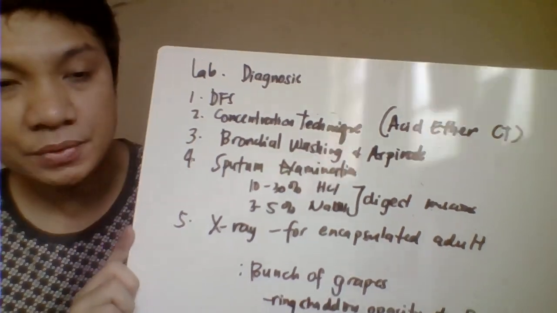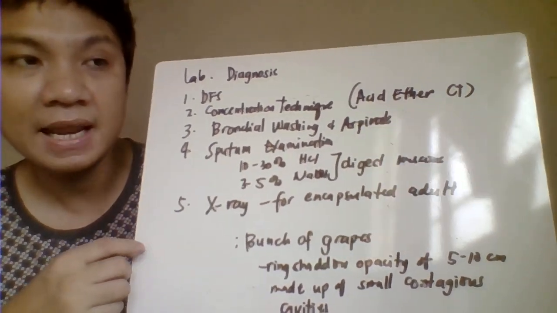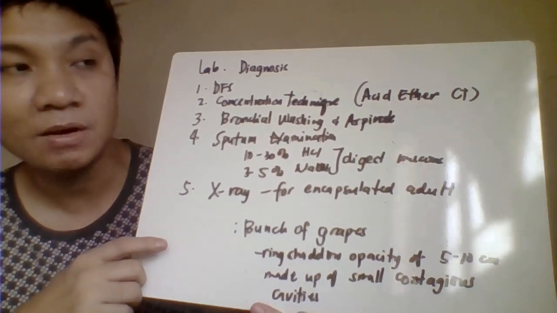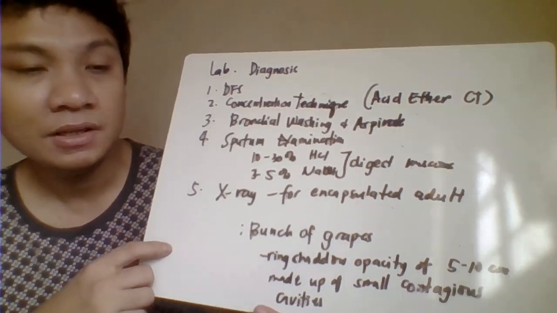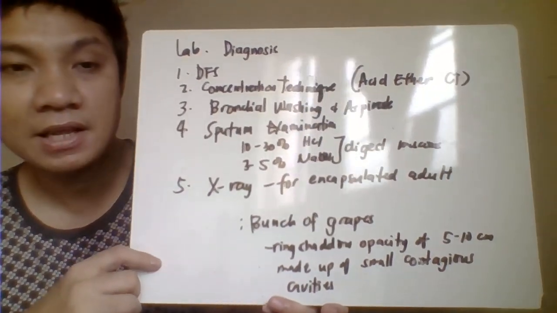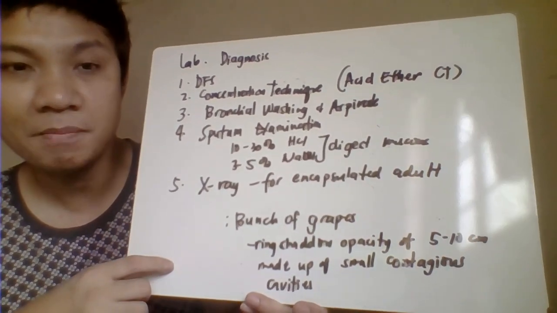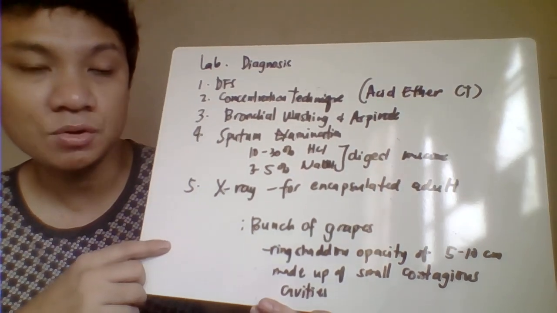For laboratory diagnosis, you could have the DFS for identification of the typical egg of Paragonimus westermani. You could also use a concentration technique, the acid ether concentration method. Your specimen for diagnosis could be bronchial washing or aspirates, because again your parasite is in the lungs. You could also do sputum examination.